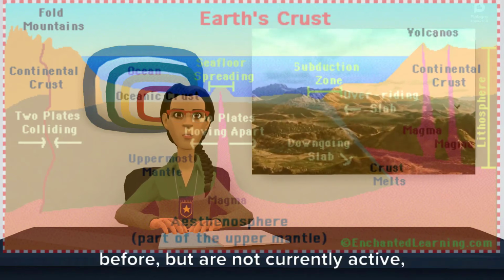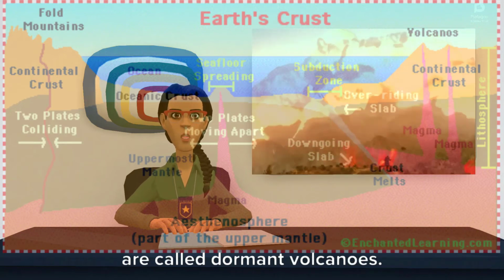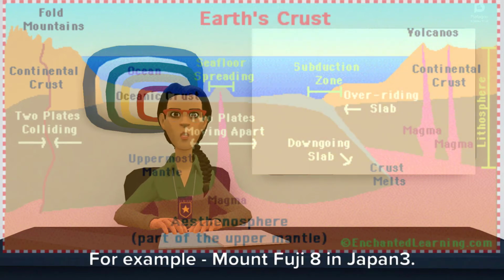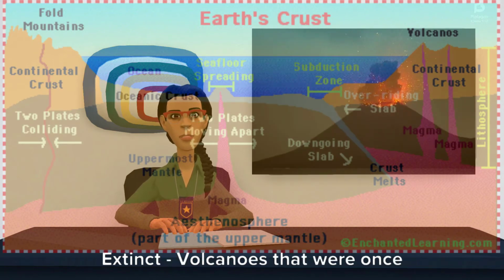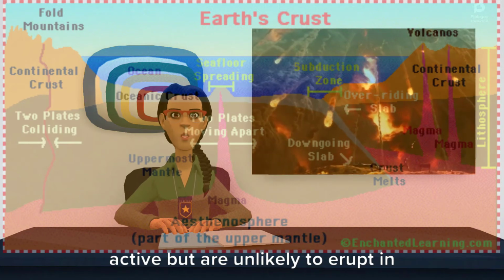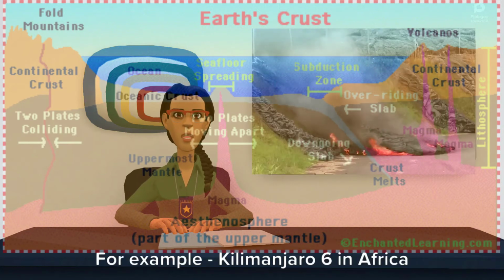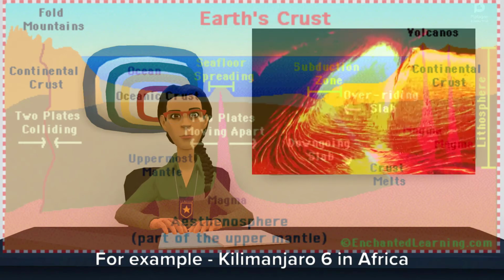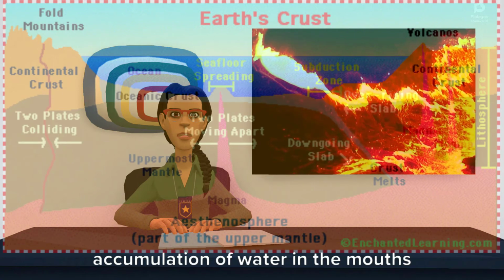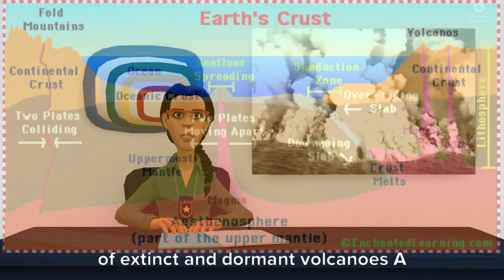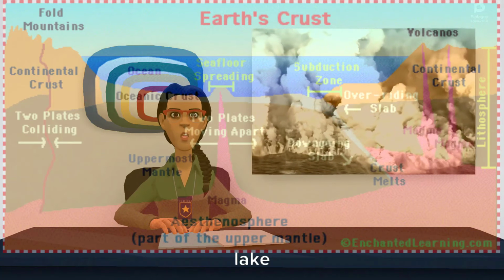2. Dormant volcanoes that have erupted before, but are not currently active, but are likely to erupt at any time, are called dormant volcanoes. For example, Mount Fuji in Japan. 3. Extinct volcanoes that were once active but are unlikely to erupt in the near future are called extinct volcanoes. For example, Kilimanjaro in Africa. Sometimes a lake is formed by the accumulation of water in the mouths of extinct and dormant volcanoes. Such a lake is called a volcanic lake.